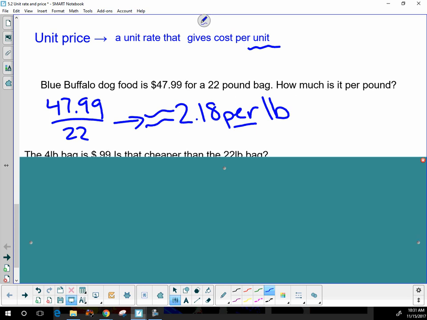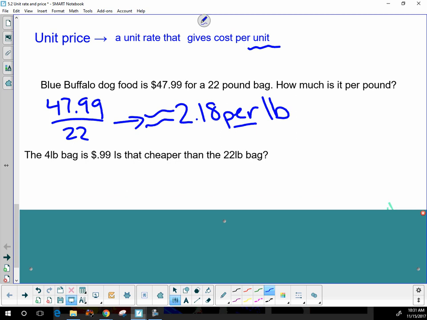$2.18. Now, if I glance around, I see that this is not supposed to be 99 cents. That would be a heck of a deal. I see that the 4-pound bag is $11.99. Is that cheaper than the 22-pound bag? And I'm not talking about the bag itself, because obviously $11.99 is much less than $47.99. But is the unit cost more or less? Which one gives you the better value? So pause the video and find out how much each pound of food costs in the 4-pound bag.